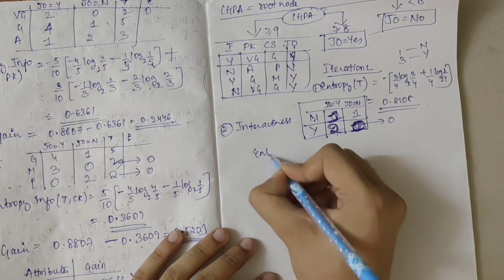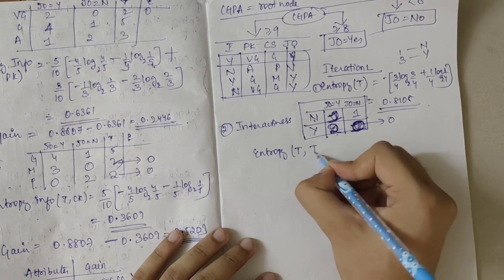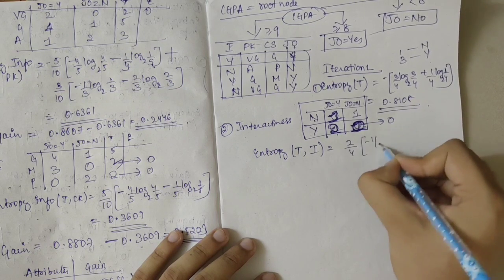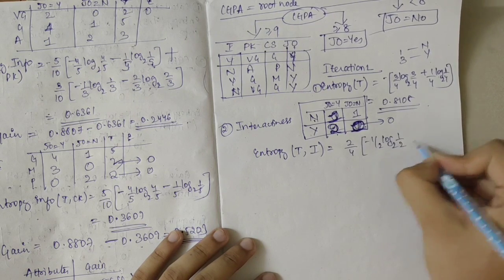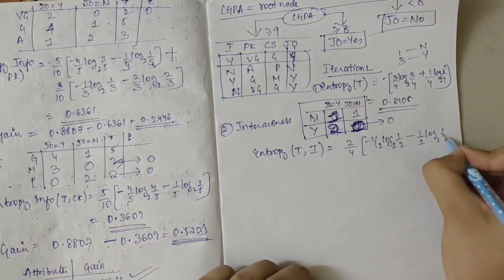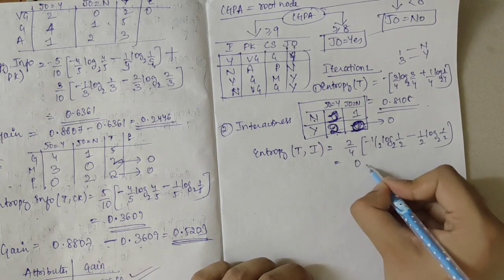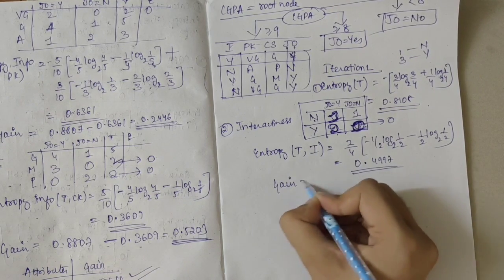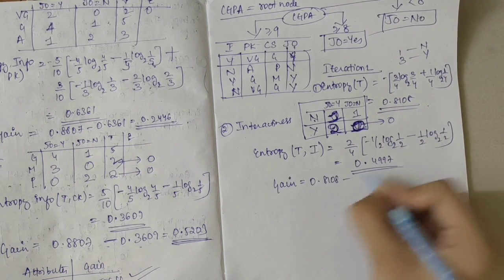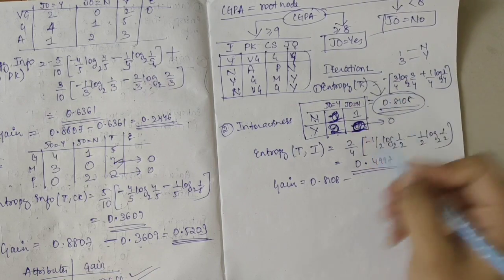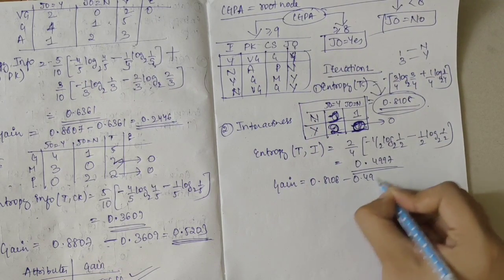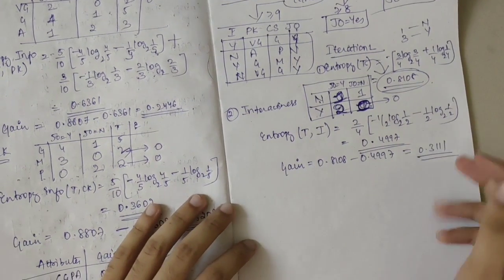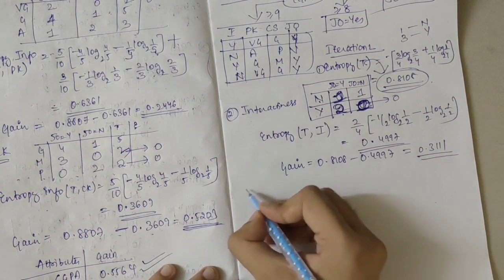So in this case, entropy of T comma interactiveness would be 2 by 4 of minus 1 by 2 log base 2 1 by 2 minus again 1 by 2 log base 2 1 by 2. So if you solve this, we would get 0.4997. So calculating the gain here, it would be 0.8108, the main entropy of the job offer, minus 0.4997, which would be 0.3111. So I have calculated the gain for interactiveness.